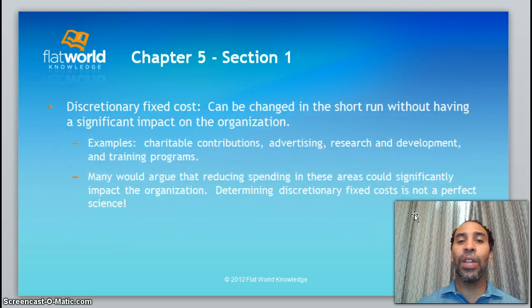So discretionary fixed costs can be changed in the short run without having a significant impact on the organization. So some examples are charitable contributions, advertising, research and development, and training programs, right? So these things are the first to go. I'll tell you from my experience, especially job-wise, people in the training department, when things get tough, a lot of times they're the first to go.